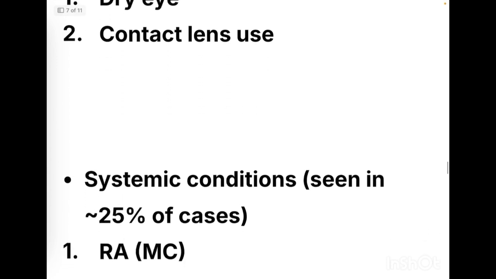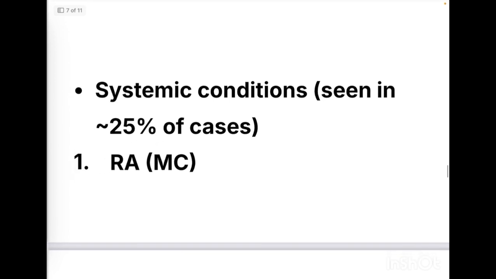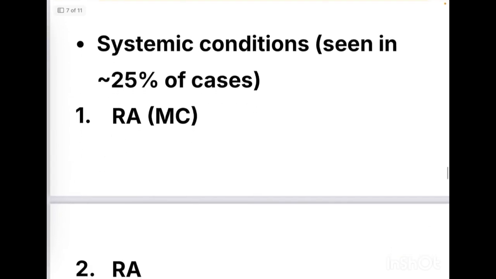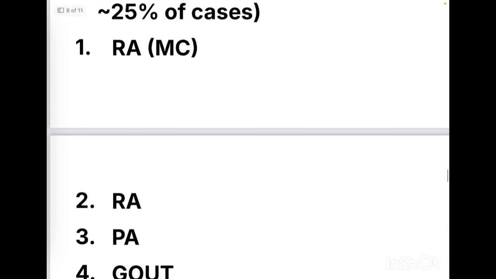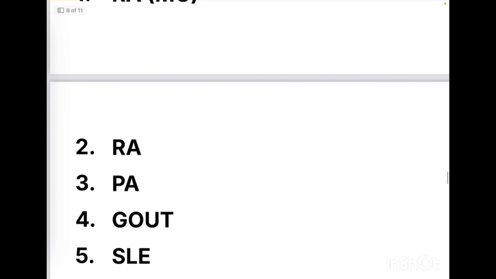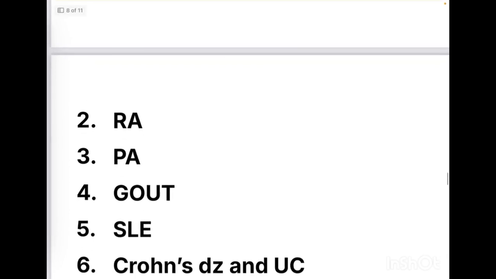In 25% of the cases of episcleritis, there can be an underlying systemic condition. This is mostly seen in recurrent cases of episcleritis. So the most common is RA, that is rheumatoid arthritis. Second is ReA, that is reactive arthritis, that is Reiter syndrome. Third is PA, psoriatic arthritis, then gout, SLE, Crohn's disease, and ulcerative colitis.